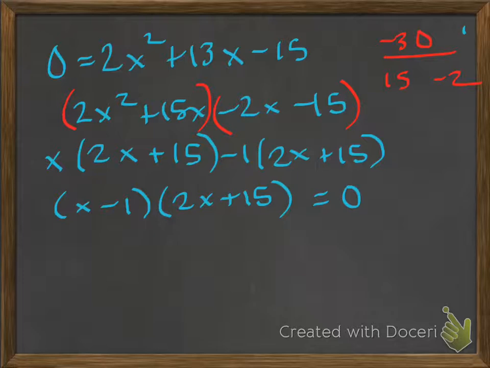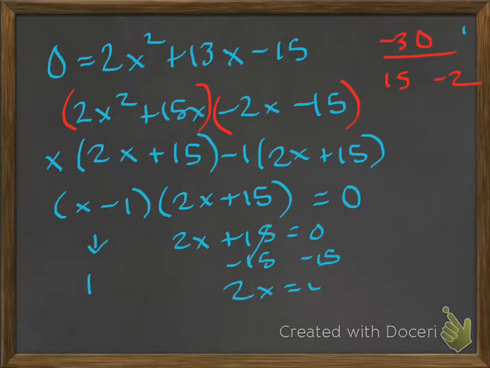They want the 2 answers. So for my 2 answers, I would set each binomial equal to 0. Obviously the first quantity would give me an answer of 1. The second quantity, if I set this equal to 0, we would have 2x plus 15 equals 0. We'll subtract 15 from both sides. So 2x equals a negative 15.